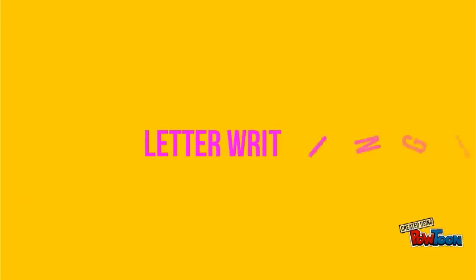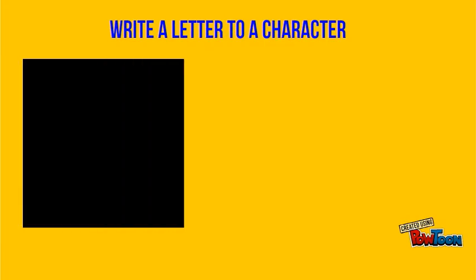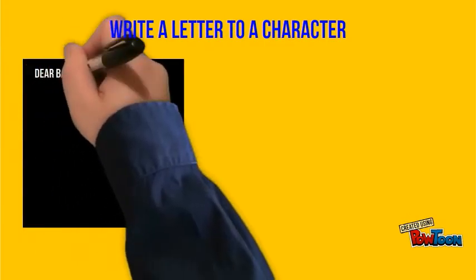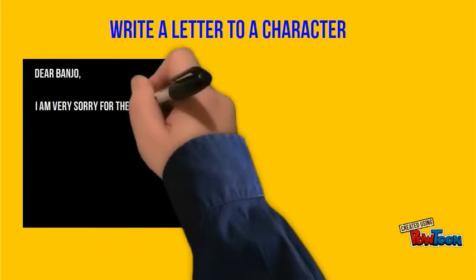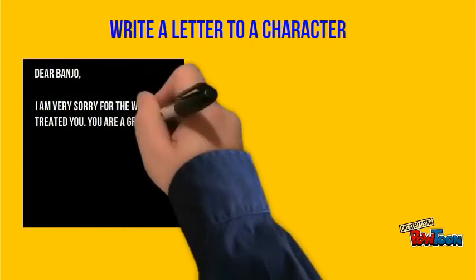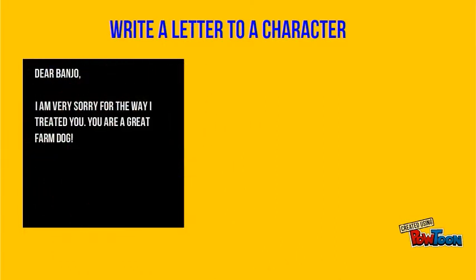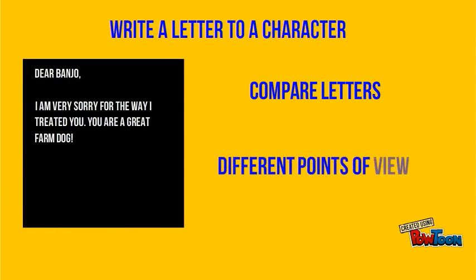The main part of the lesson is to undertake a letter writing activity. Students should already be familiar with the letter writing conventions, but if not, be sure to model this first. Students will write a letter to one of the characters. For example, Ruby Red could write a letter to Banjo to apologise for her behaviour, while others may choose to write from the perspective of Banjo or even the other chickens. You want students to make the letter sound realistic. Students can compare their letters and discuss the differing points of view of the characters.